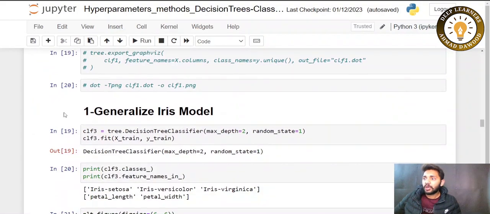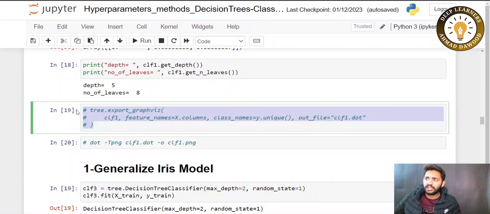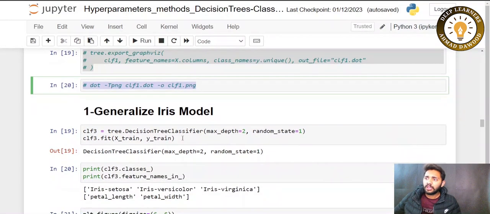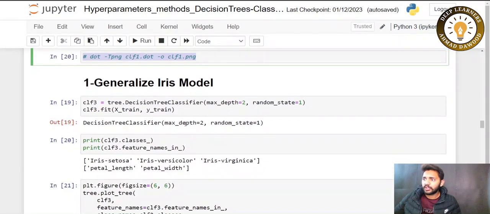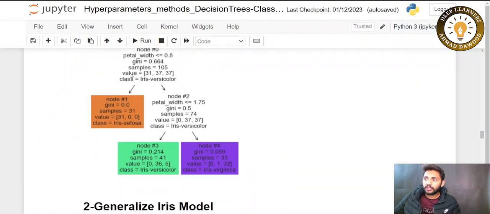Okay, so as I told you in the last session, you can export the image of a decision tree as a dot file, and then you can run the command to convert it into PNG format. If you want, you can do it by yourself. Here I am restricting my decision tree to a maximum depth of 2. Now if I show you, you can see my decision tree has depth 2.